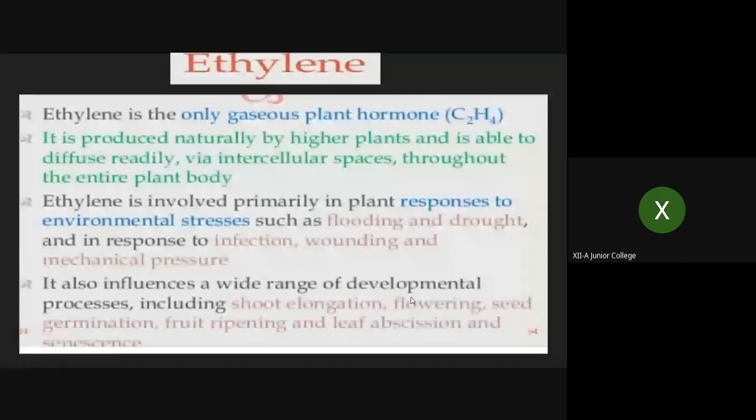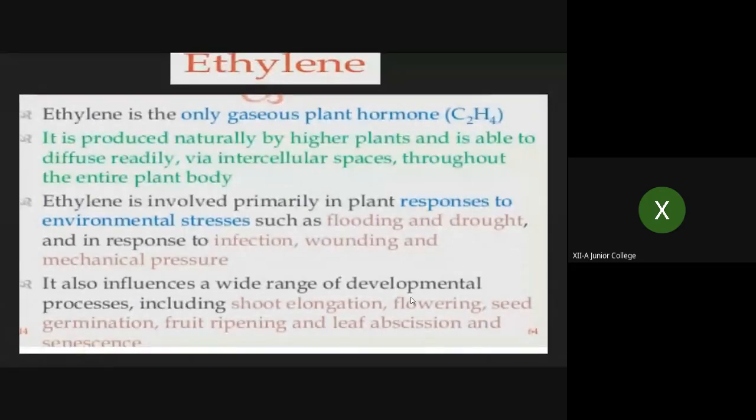Ethylene is the only gaseous plant hormone. Remember, this is the gaseous plant hormone produced naturally by higher plants and is able to diffuse readily via intercellular spaces throughout the entire plant body. It is involved primarily in the response to environmental stress. Again, that's why this is considered to be inhibited. That means during flooding, drought, etc.